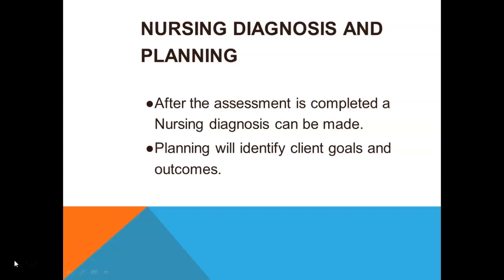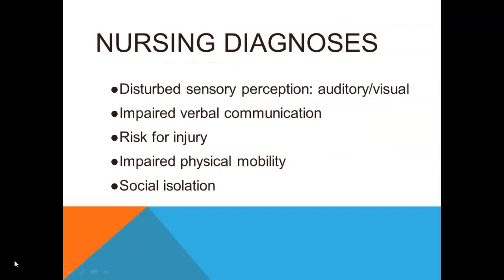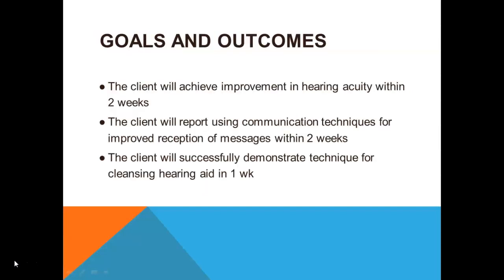Some nursing diagnoses. After the assessment is completed, after you've done everything and you've seen that they may have some risk factors, you need to plan. You need to find what it is, if there is a problem, and then come up with some goals or outcomes to help with that problem. Some example nursing diagnoses that someone might have are disturbed sensory perception, auditory or visual, impaired verbal communication, risk for injury, impaired physical mobility, social isolation. Of course, we're not limited to those nursing diagnoses, but these are some of the more common nursing diagnoses that you might see with someone with cognitive and sensory alterations.